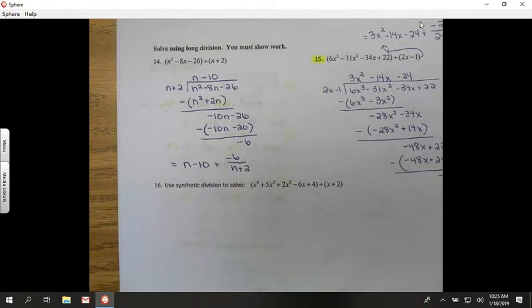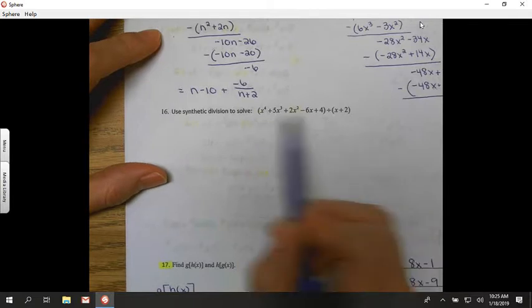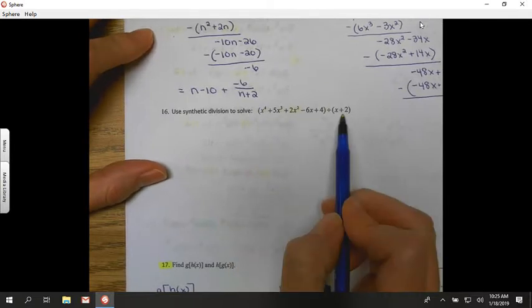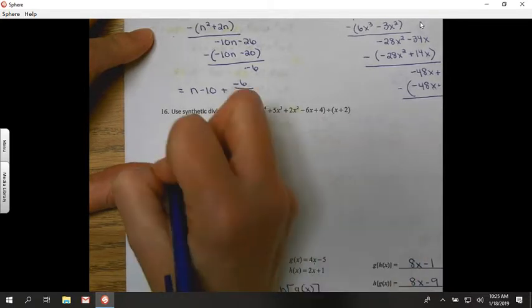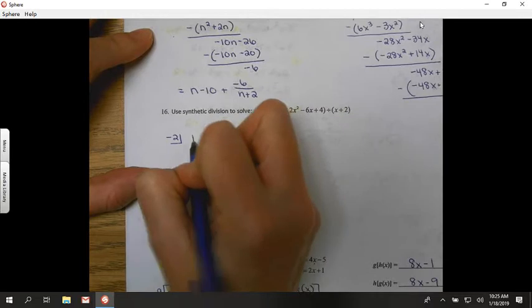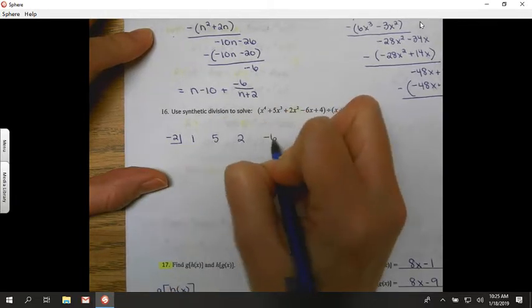All right. On 16, we are going to use synthetic division again. So I need to make sure it's in descending order and all my powers are there. So 4, 3, 2, 1, nothing. And then I'm dividing by an x plus 2, which means a negative 2 is going to go in my little box. And now I'm going to pull my coefficients: 1, 5, negative 4, and 2.